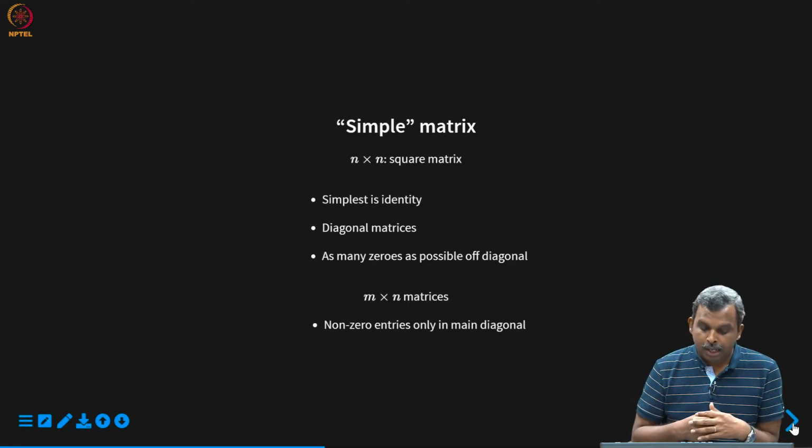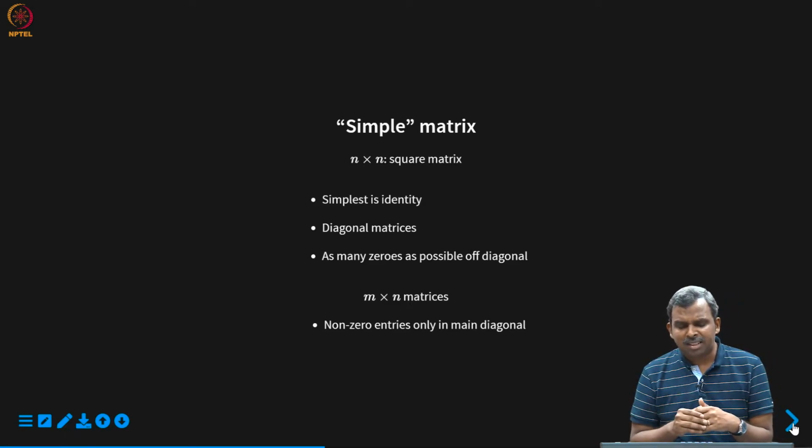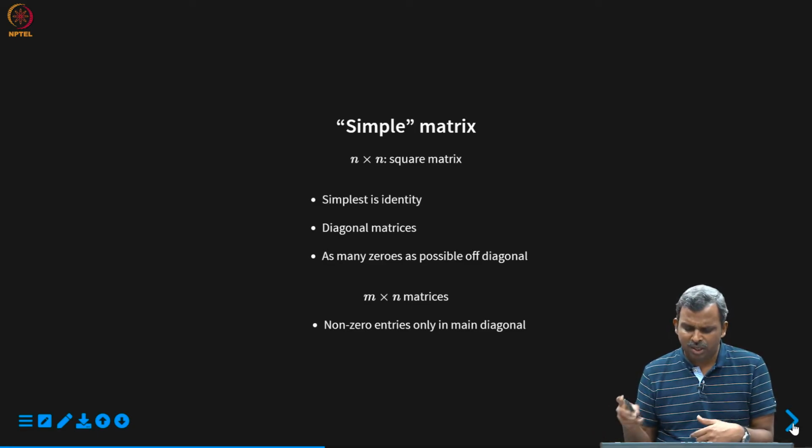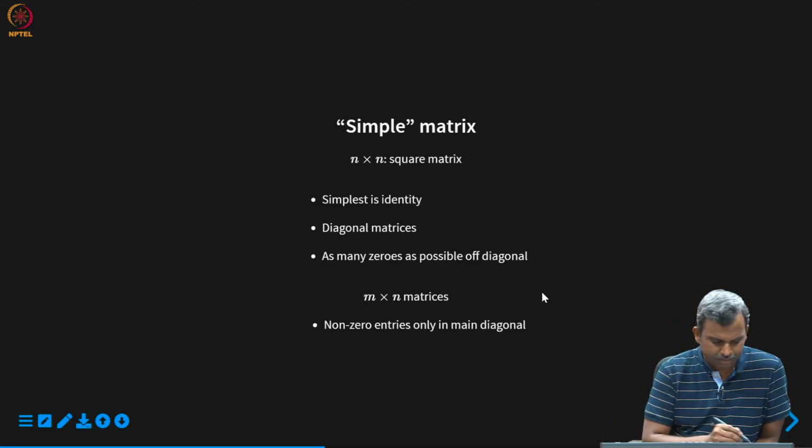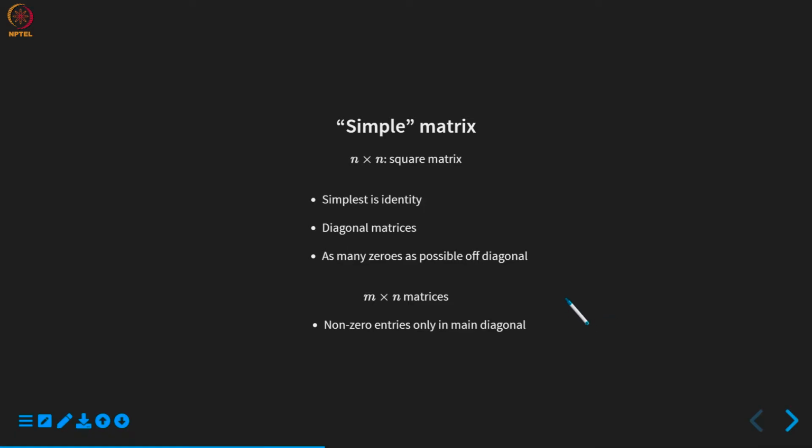Okay. So what about m cross n matrices? It's not too bad to extend it. So even if you have a non-square matrix, you can still think of the diagonal.